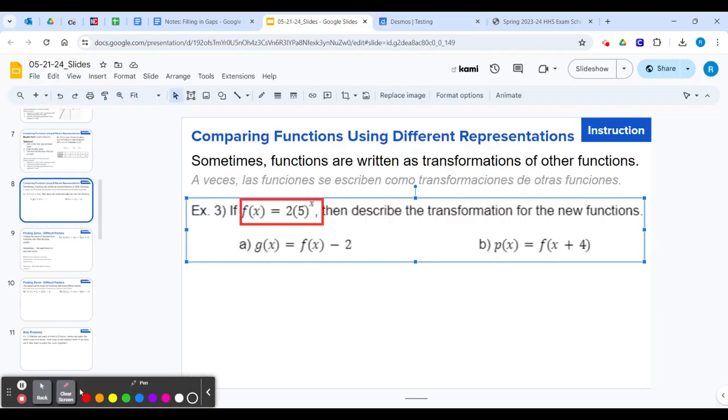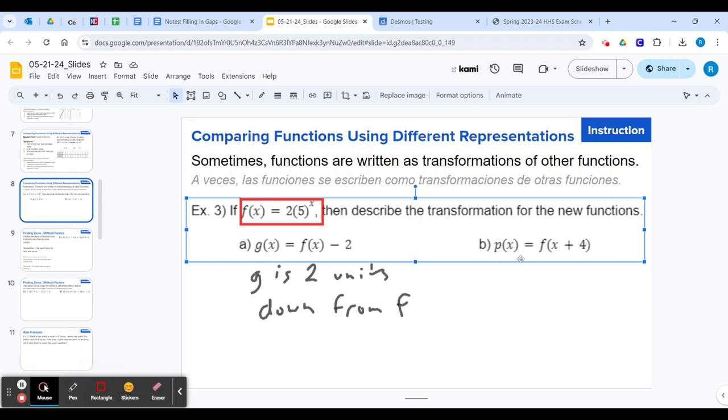So if I want to describe this, g is 2 units down from f.